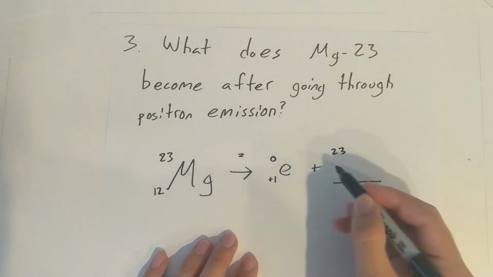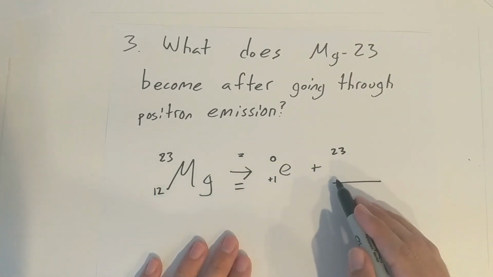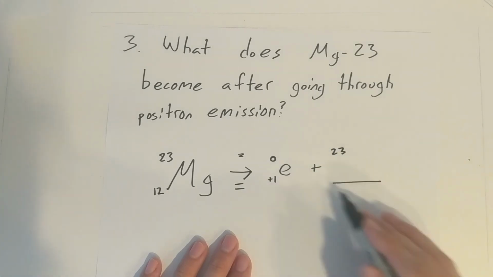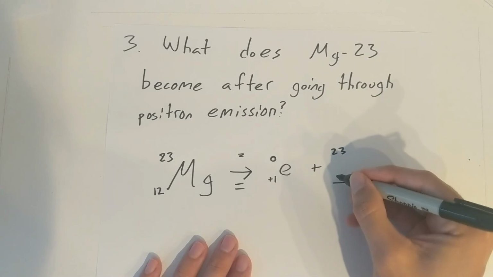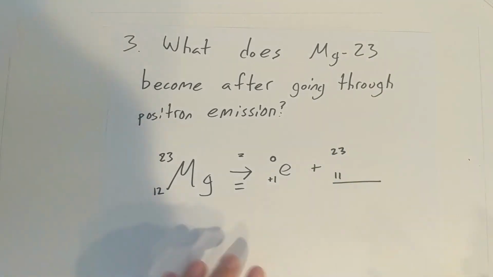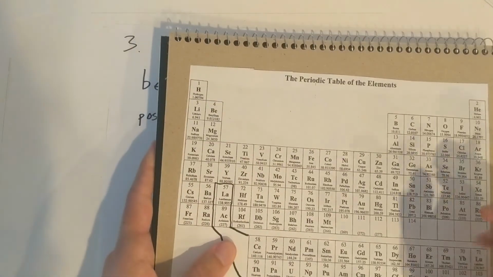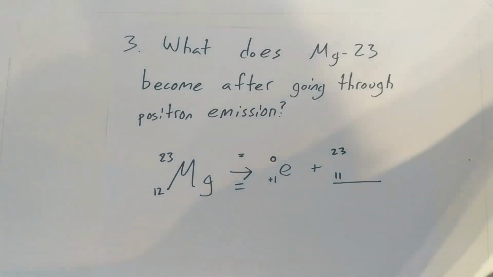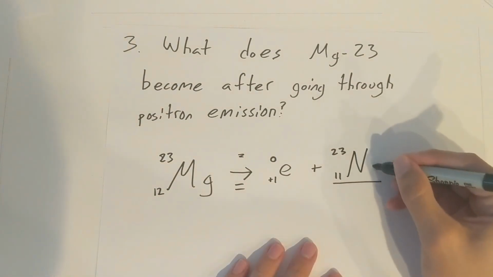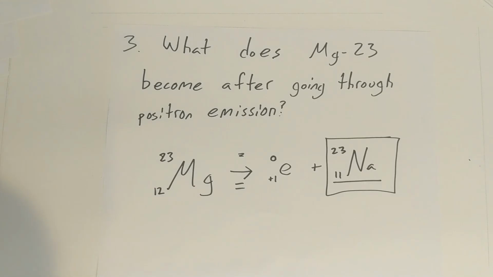And to get our atomic number of our new atom that's being made, we need 12 equals 1 plus 11. So it's going to be the element with an atomic number of 11. So it's going to be sodium. So that is how we solve this.